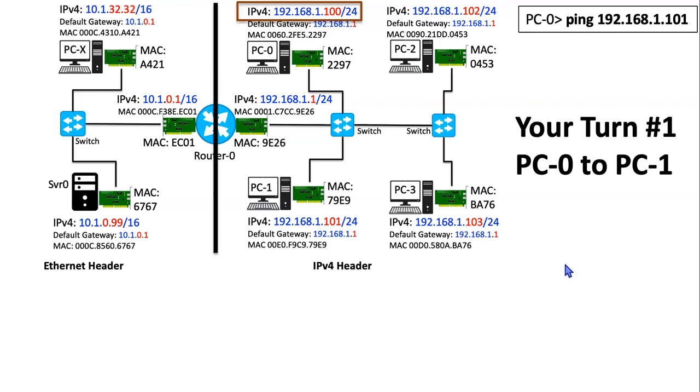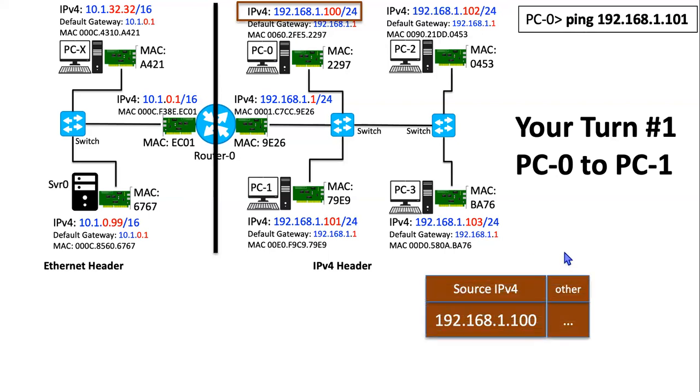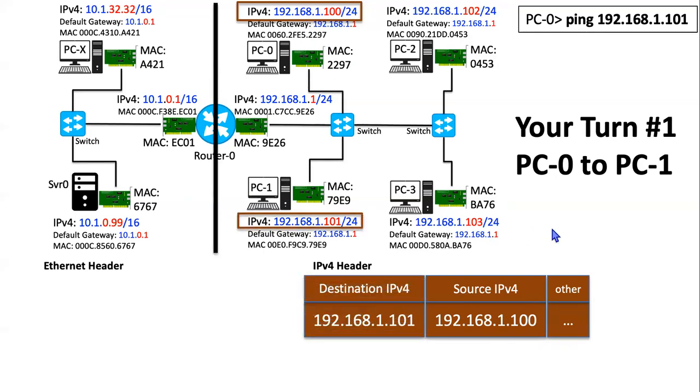PC0 is going to build the packet and the frame. The source IP address, 192.168.1.100. It knows its own IPv4 address. And using DNS, or we typed it in, it knows the destination IP address. Once again, same IPv4 network. That's recognized by PC0. Yes, I see that you're on my network. That means I can encapsulate this in an Ethernet frame.